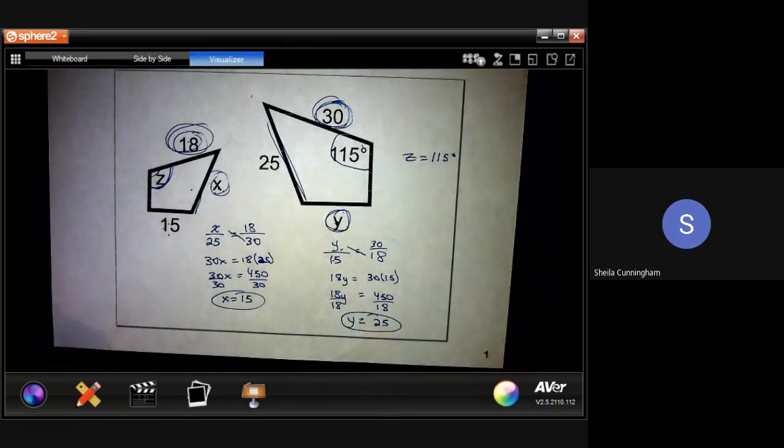So this one had a little bit more complexity to it. We had finding both x and y, but we also had to find that corresponding angle measure as well. And that is it for finding missing side lengths in similar polygons. Now you can go work on some practice.